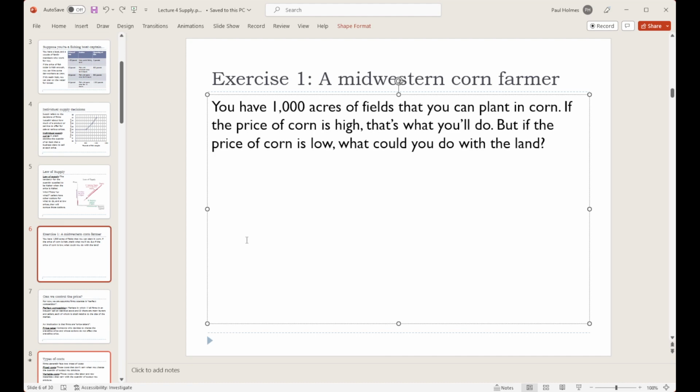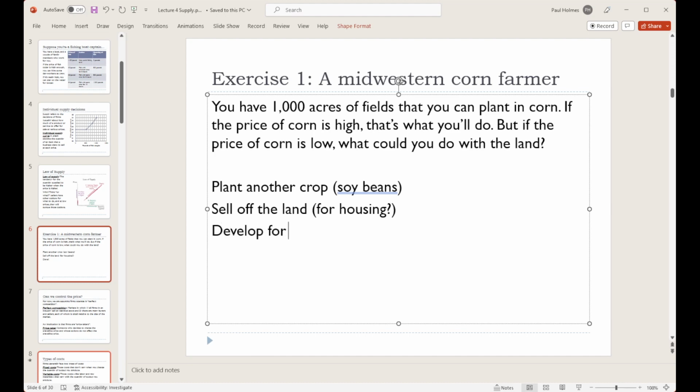Okay, so what else could we do with that land? Well, we've got a few different options, right? We could plant another crop. So a common one that we could plant around here is soybeans. That becomes more attractive when the price of corn is low. We could sell off the land, presumably for something like housing. We could develop the land in some other way, develop for real estate. There's lots of other options that we could use this land for.